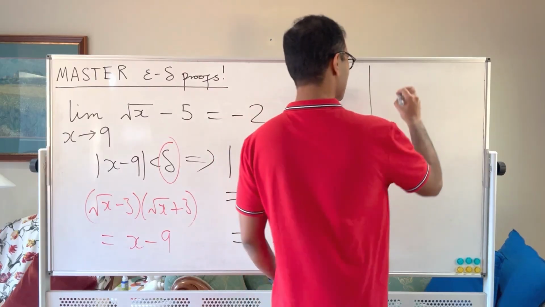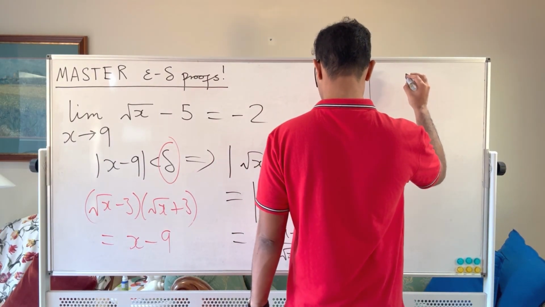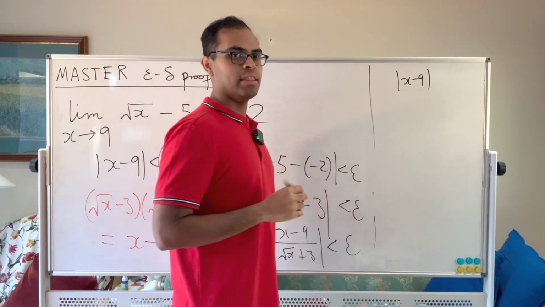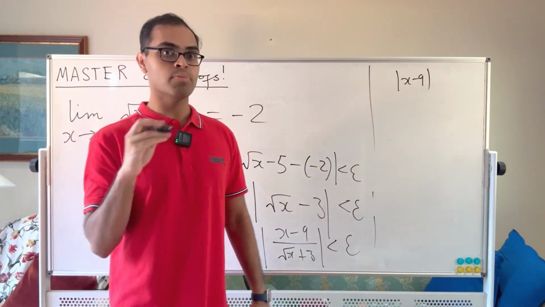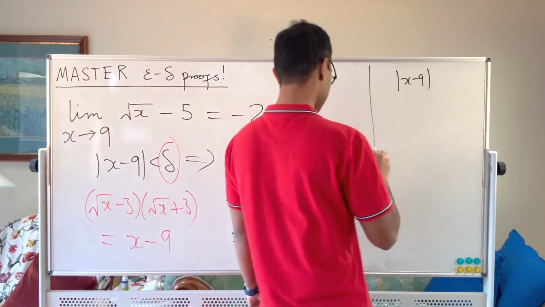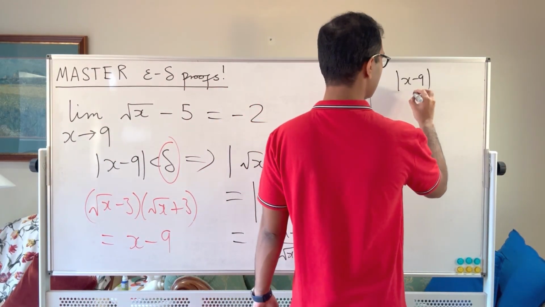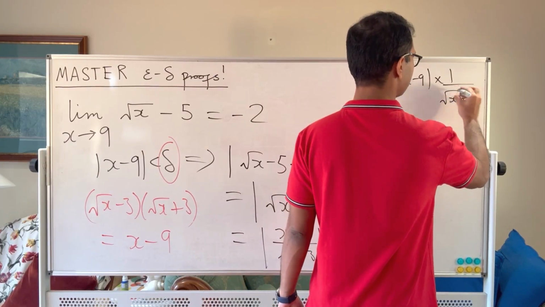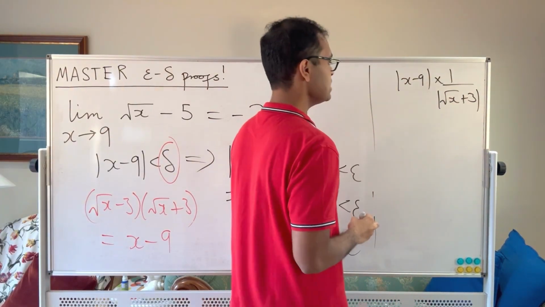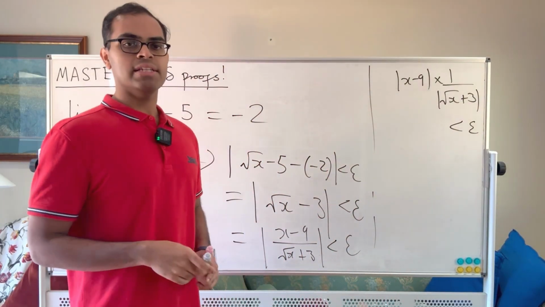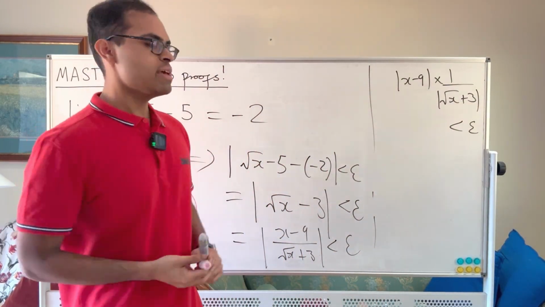So we've got absolute value x minus 9 by root x plus 3. So we know we can make absolute value x minus 9 small. That's our job, to find out how small it's got to be. We have that power. We can make it as small as we like. But the root x plus 3 we don't quite know. So we multiply this by 1 over root x plus 3, or the absolute value of that. So we want to say that this is less than epsilon. So we have the power to make x minus 9 as small as we like.